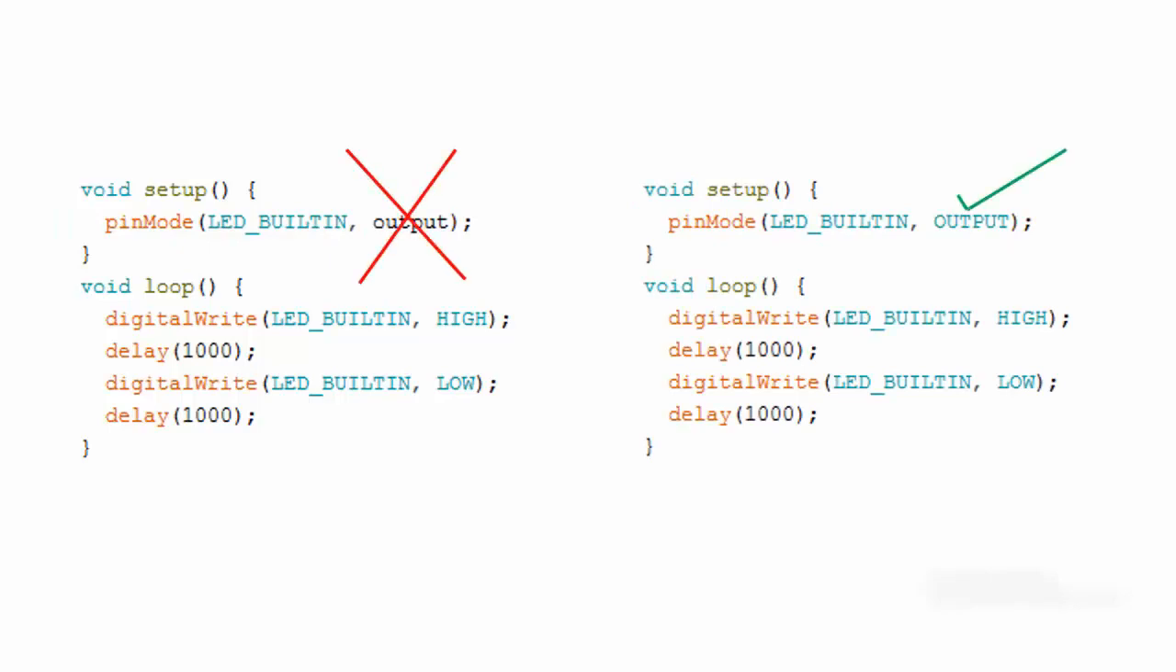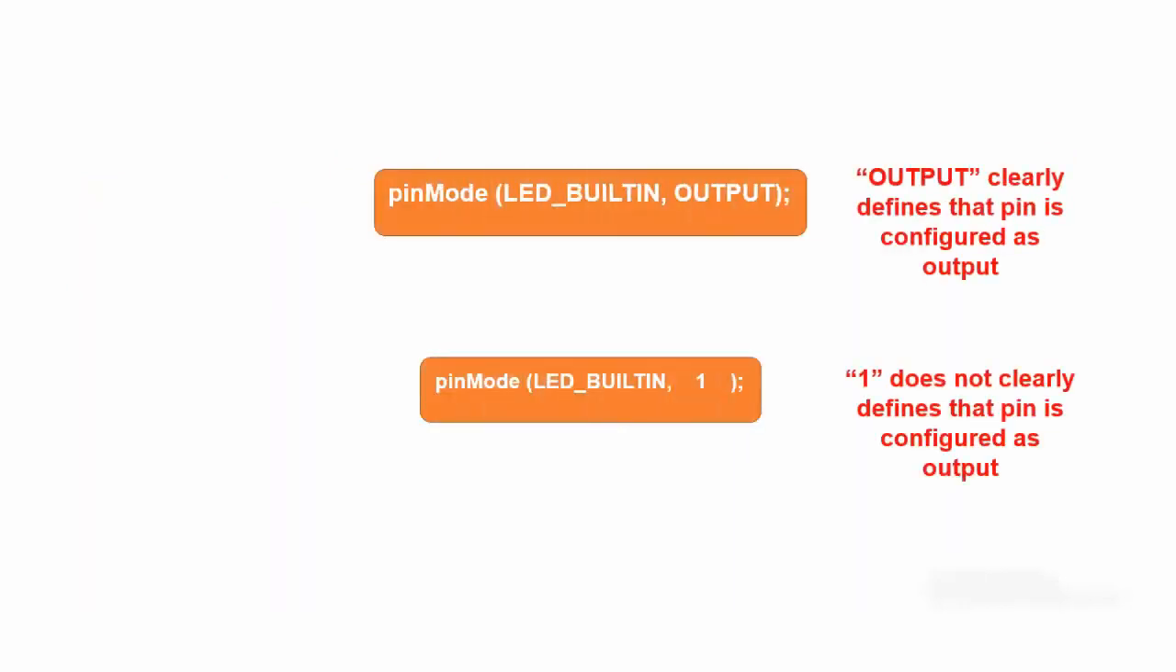Symbolic constants make the program code easier to read. Consider the following example. Which one is easier to understand as output? This one or this one? So in simple words, symbolic constants are a series of uppercase letters that are tied to some predefined value.